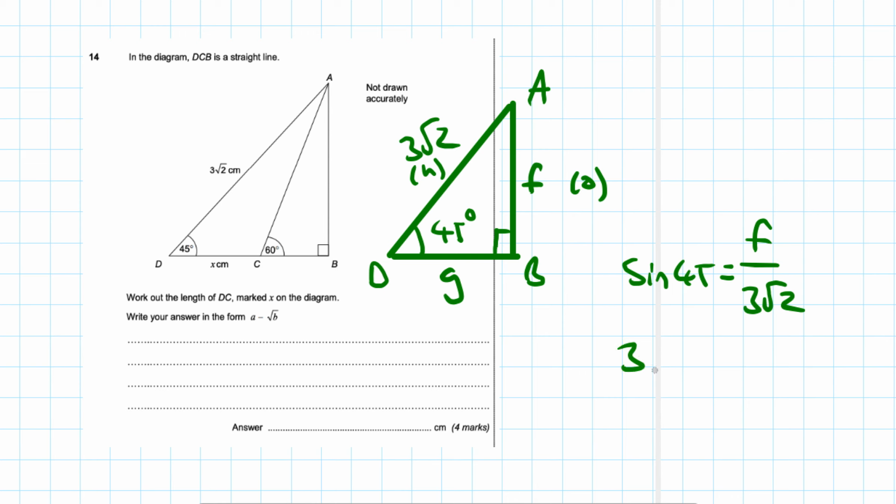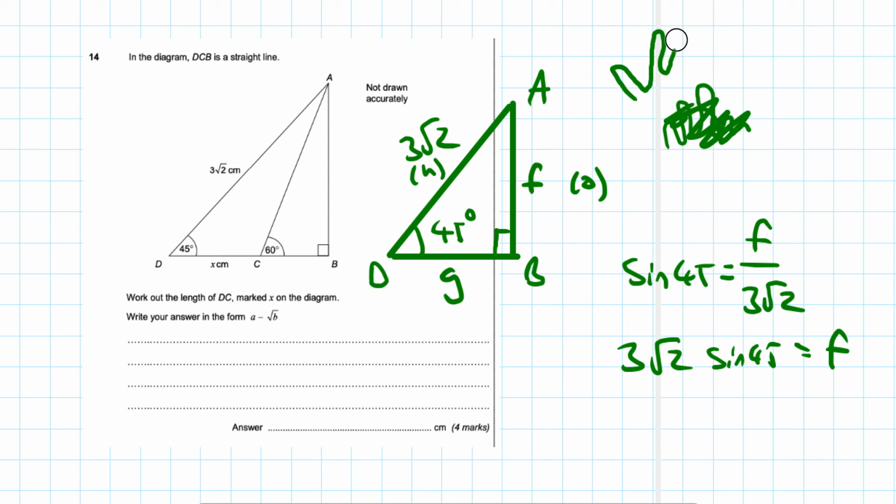So 3 root 2 sine 45 is equal to F. And then to find sine 45, we can use your fingers to find this out. So essentially, if you've got your hand in front of you, you have your thumb up like that, then you have your fingers, and then you use the method to determine which one it is.